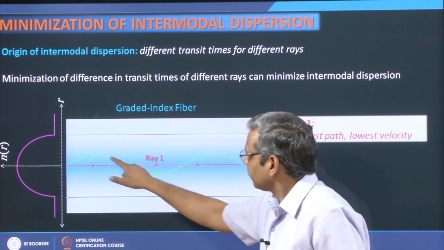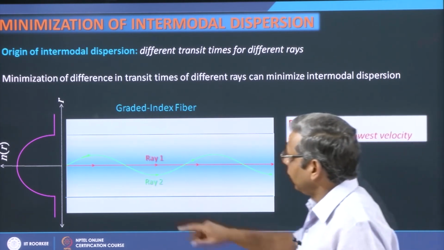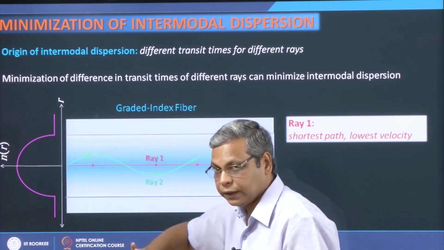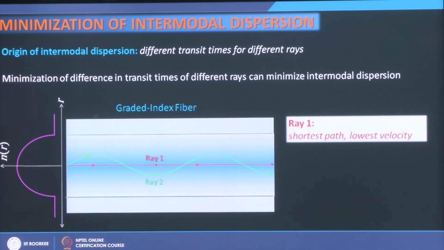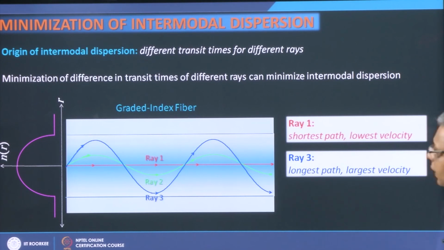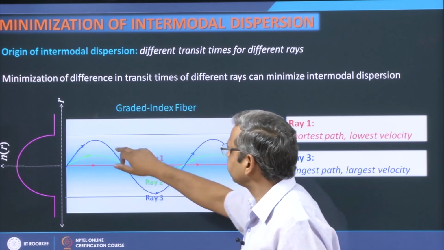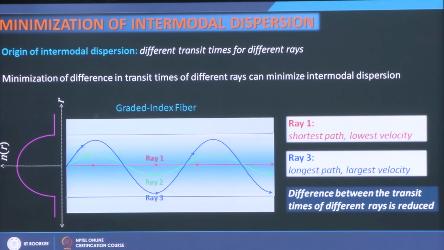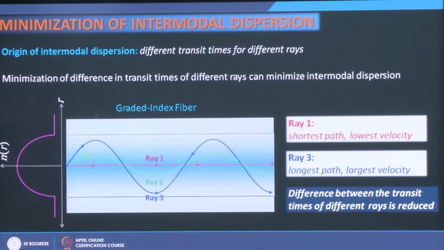while this ray has a longer path, but it traverses a different medium. From here to here the refractive index changes, and in fact the refractive index decreases. So, the velocity increases, and this ray spends most of its time in a smaller refractive index region. So, it will have the largest velocity. In this way the difference between the transit times of different rays can be reduced.